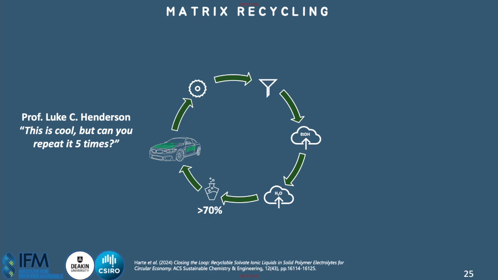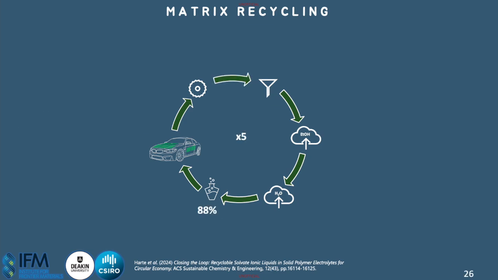I made 5 times the electrolyte that I'd ever made before, scaled up massively, and repeated the process 5 times. And with scaling up, we actually increased the yield, and on average, out of the 5 cycles, I recovered 88% of the electrolyte that was put into the system.